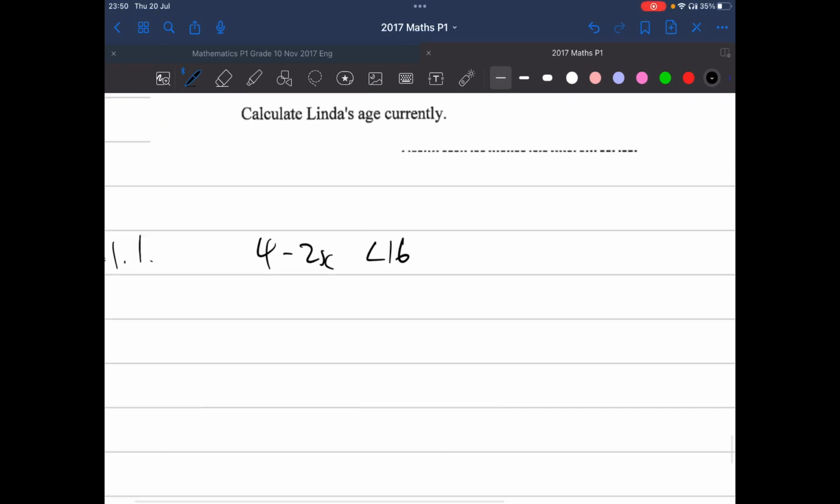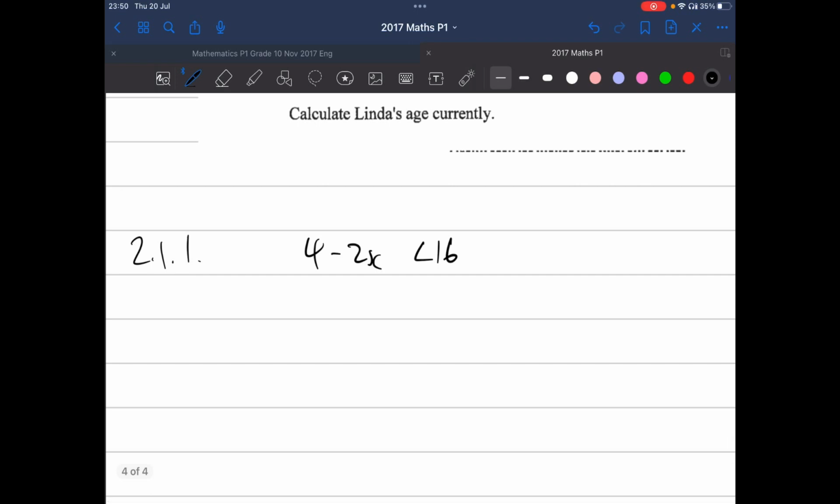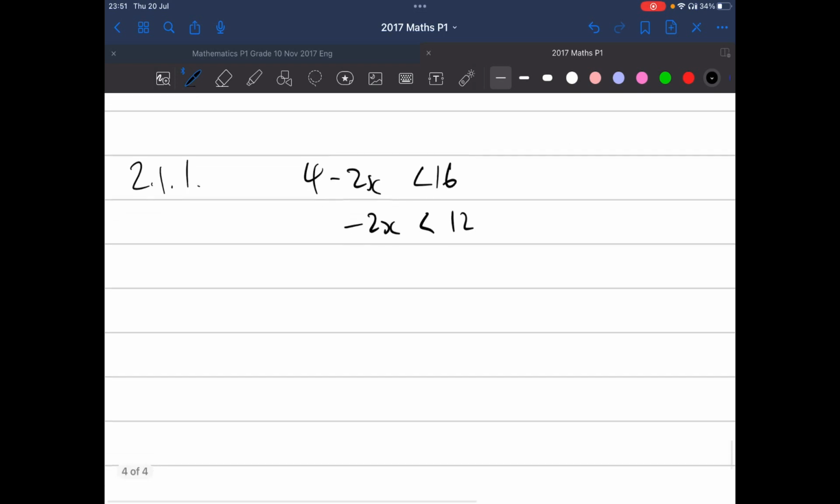Okay, so how do we solve inequalities? Well, it's honestly much like solving normal equations. You start by trying to isolate the term or the variable. Okay, so in this case, it's going to be minus 2x. So to do that, we'll bring 4 to the other side and then subtract it. So we'll have minus 2x is less than 12, because 16 minus 4. And then now we can just divide both sides by minus 2. Okay, so we'll have x, and then on this side we'll have minus 6.